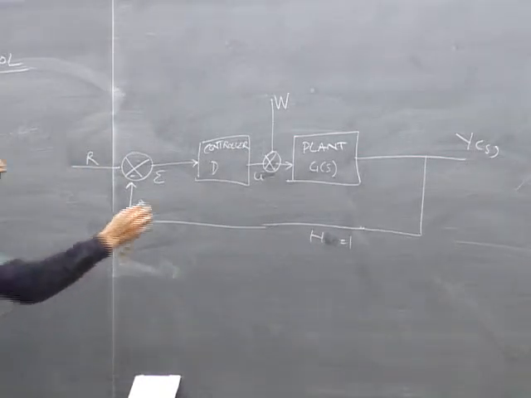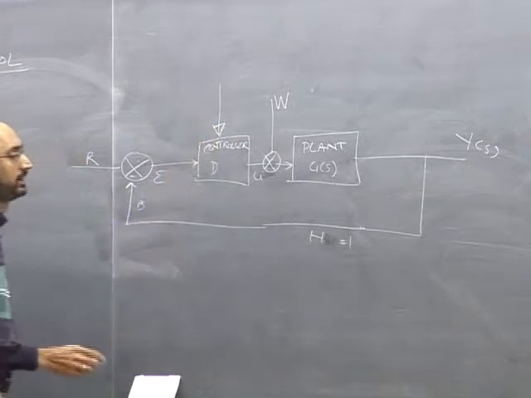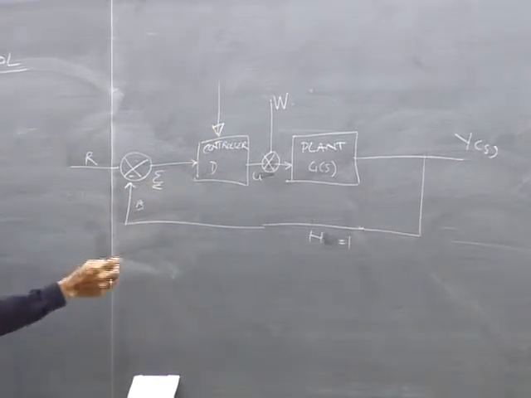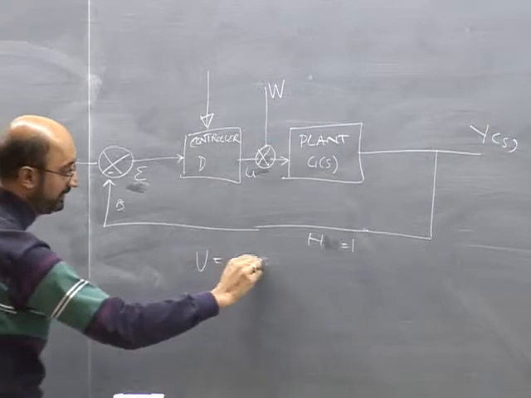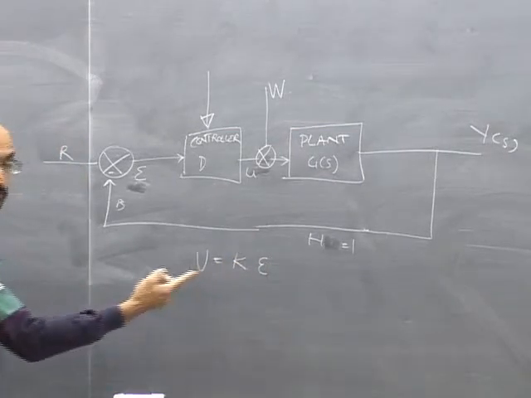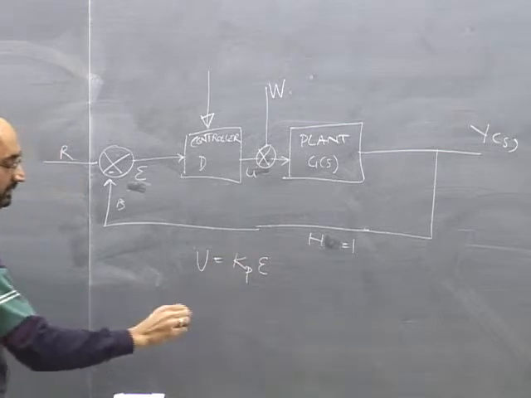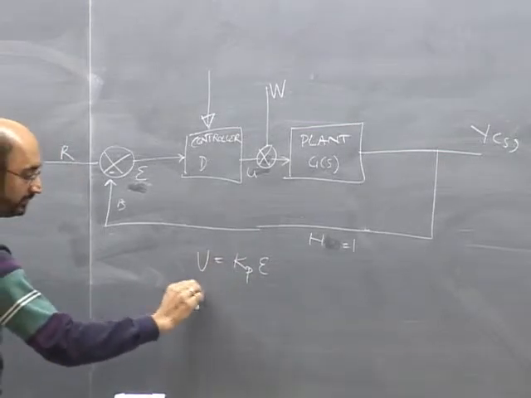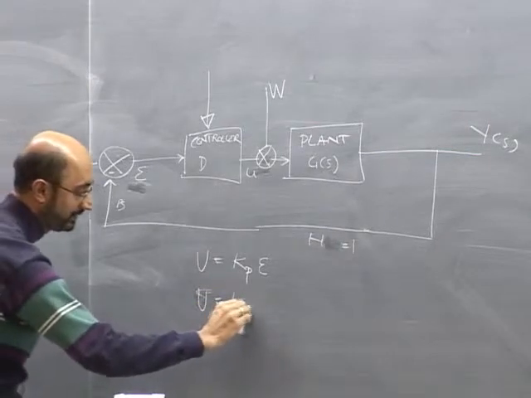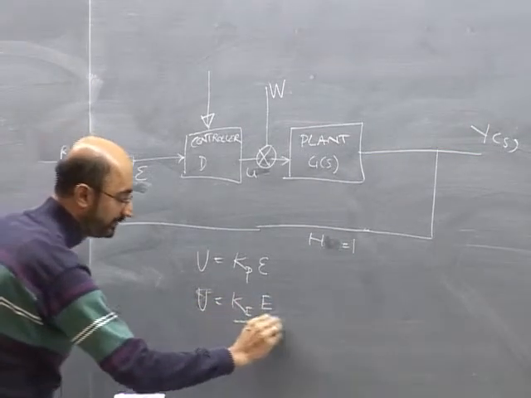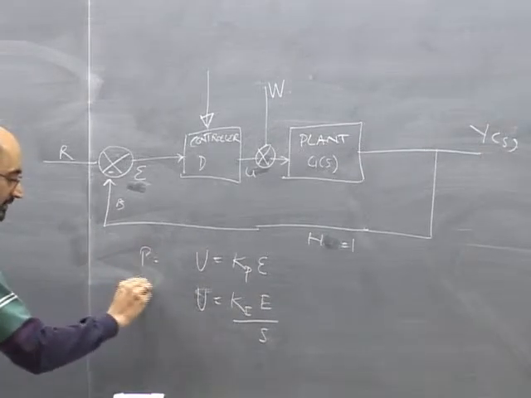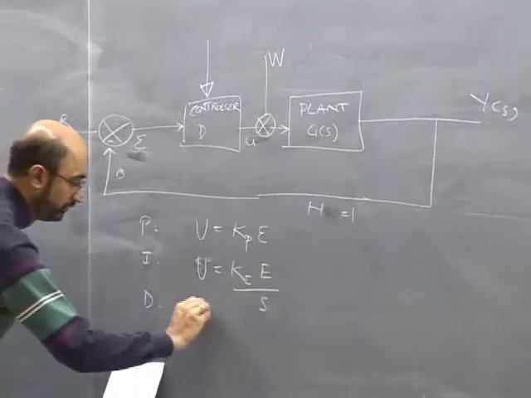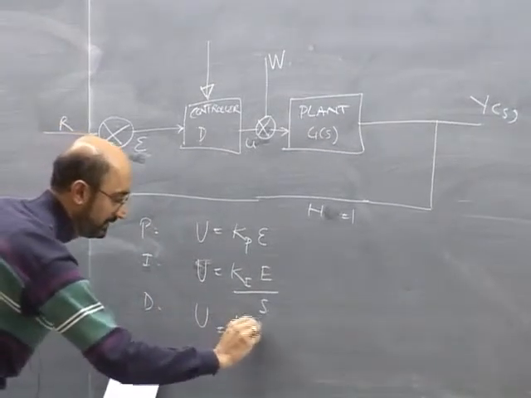In PID, we're talking about this part over here. Here we have E, and in the case of the proportional mode, we're going to say U equals some K times E, and we call it Kp. In the case of an integral mode, U equals Ki integral E, and we divide by s because that's what integral means in the Laplace domain. And for the D, U equals Kd s E.